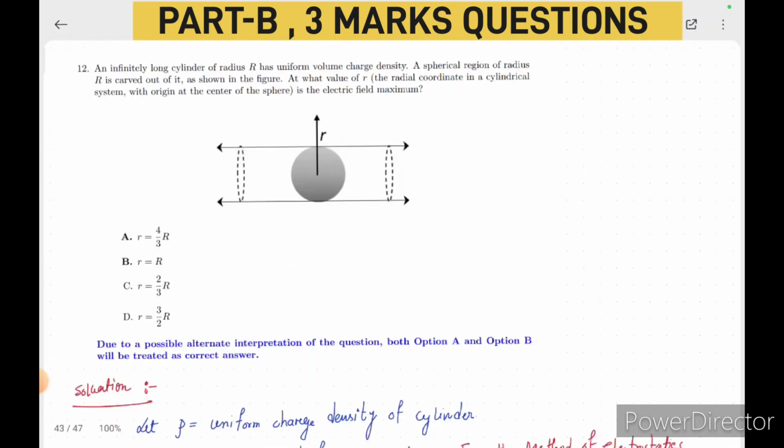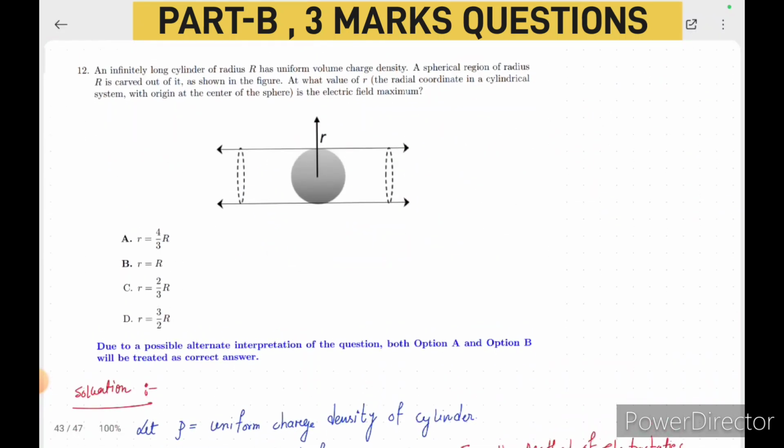Next we go to another question, question number 12, which is a very important question. An infinitely long cylinder of radius r has a uniform volume charge density, and a spherical region of radius capital R is carved out of it, as shown in the figure. At what value of the radial coordinate in the cylindrical coordinate system, with origin at the center of the sphere, is the electric field maximum?